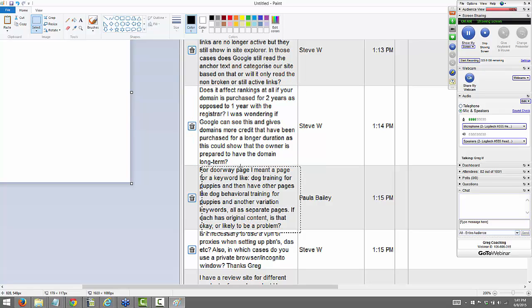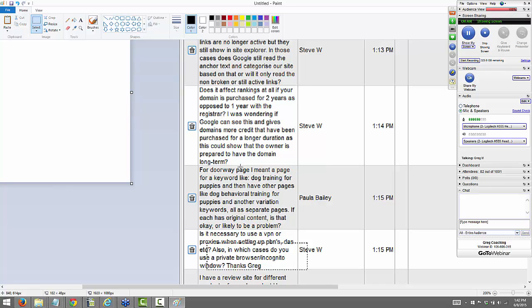All right, from Paul. For doorway pages, I'm thinking of a page for a keyword like dog training for puppies, and then having other pages like dog behavioral training for puppies and other variation keywords, all as separate pages. If each has original content, is that okay or likely to be a problem? I mean, if you have it siloed correctly, I don't think that would be a problem, Paul. You know, if you've got slash dog training, and slash puppy, slash behavior training, slash golden retrievers, I don't see that as a problem.